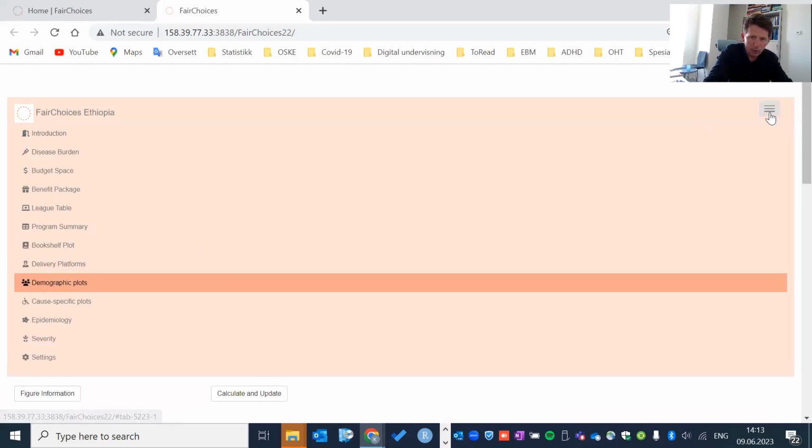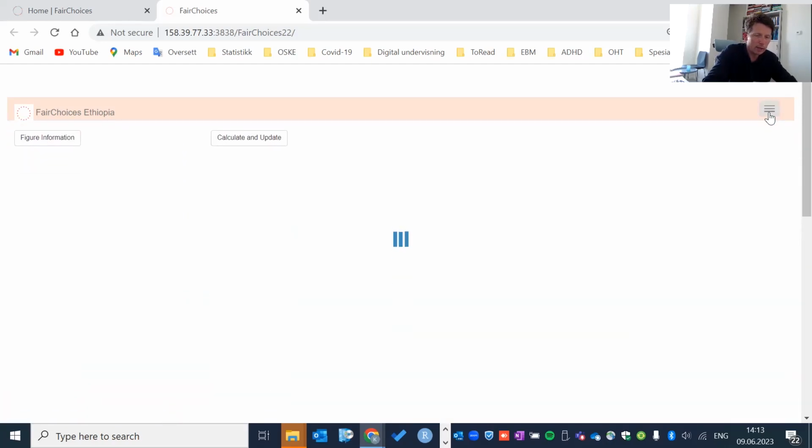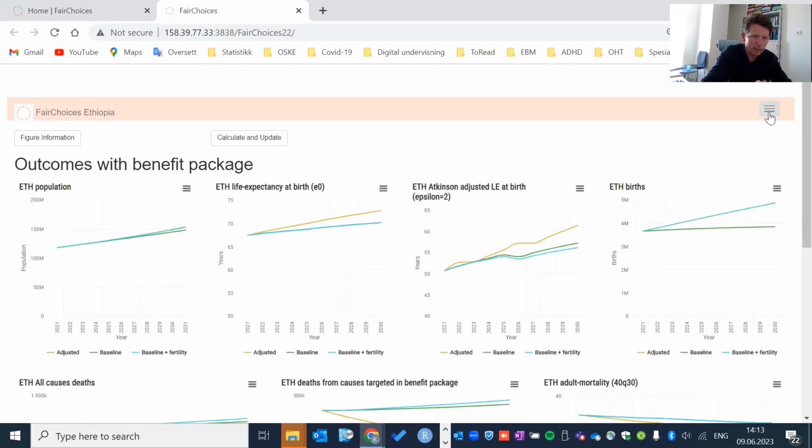And interestingly, we also have a demographic analysis where we now analyze the total impact of the benefit package that we have created. And we can look at what is the expected impact on life expectancy in Ethiopia by the benefit package we have now given priority to.